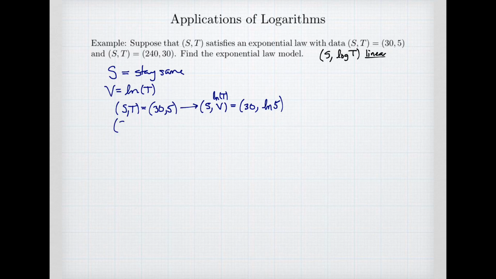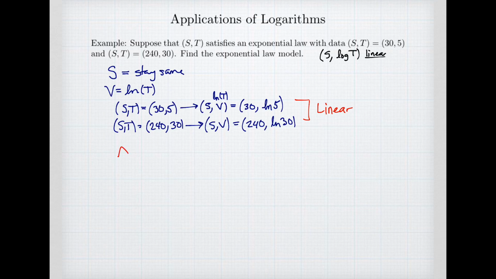And my second point, s, t, which was 240, 30, in the transformed coordinates, s stays the same, so we're still 240 in our independent variable, but we're natural log of 30. And the idea of a semi-log exponential model, we're saying that this transformed data is linear. Alright, so if that's linear, I can find the equation if I know the slope and a point. Alright, so let's calculate our slope.